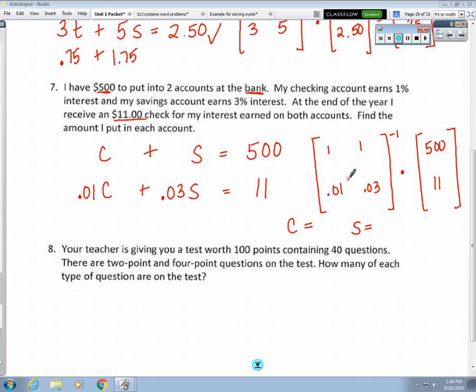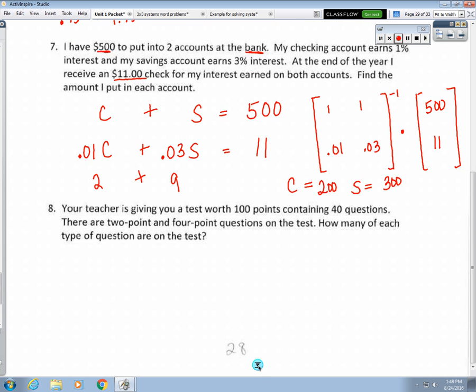Okay, how much is in the checking? 200 and 300? Okay, does that really total up to the 500? Okay, how much is 1% of 200? 0.01 times 200. How much is 0.03, so 3% of 300? Does that really total up to the $11 earned in interest? Yes. Okay, number 8, last 2x2 one.